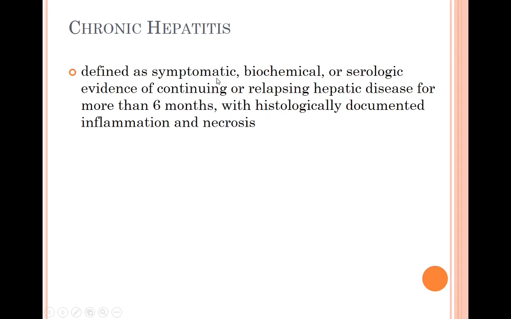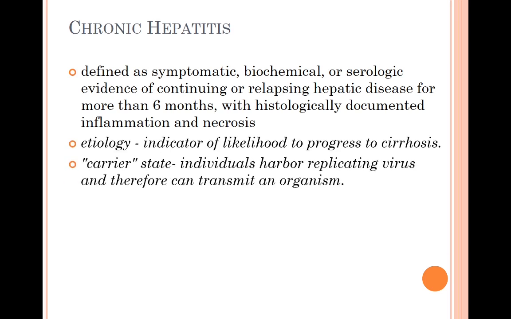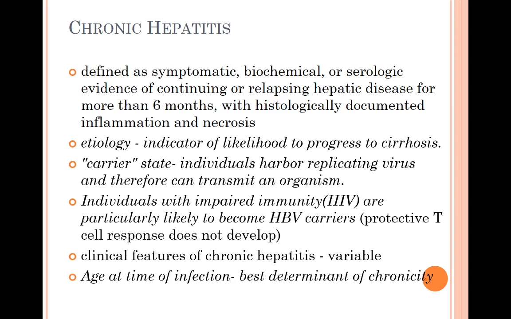And what is more important about chronic hepatitis is that it should have histologically documented inflammation and necrosis. That means a liver biopsy should have been done, and we would have seen the slide and noted down inflammation, necrosis. Then only can you label a person as chronic hepatitis. Okay, so the thing is, with chronic hepatitis there is a likelihood of it progressing into cirrhosis. Individuals with impaired immunity are particularly likely to become HBV carriers, and the age at the time of infection is the best determinant of chronicity.